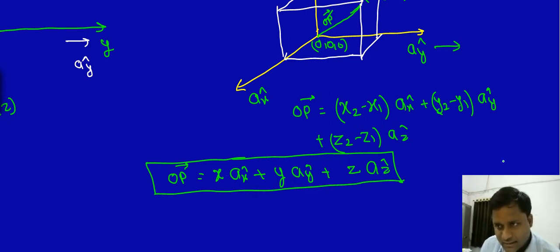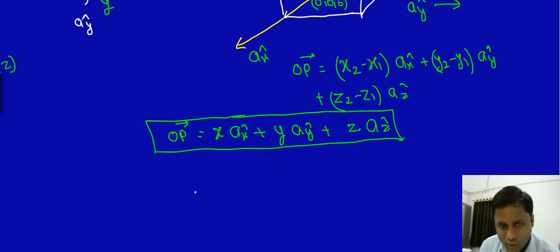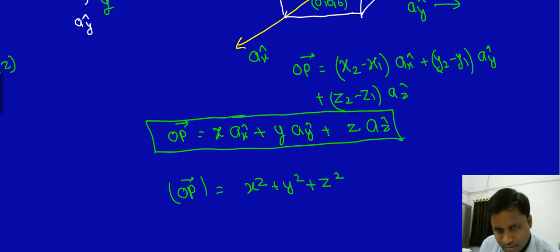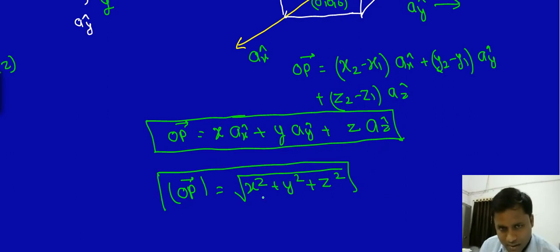So if you want to find the magnitude, it should be the square root of x square plus y square plus z square. This is called the magnitude.